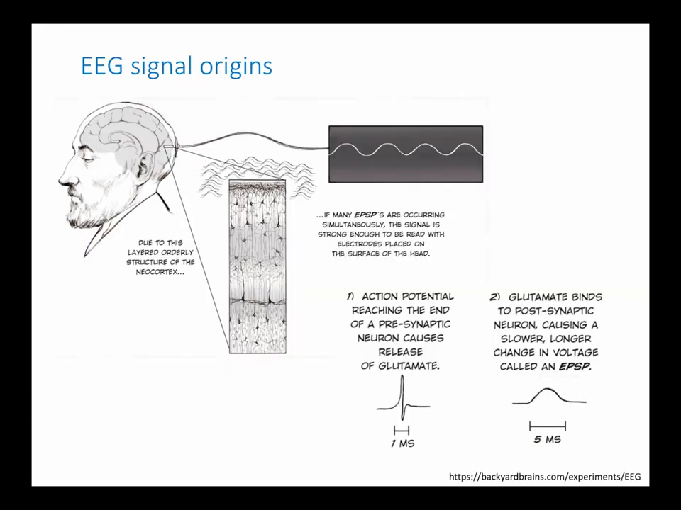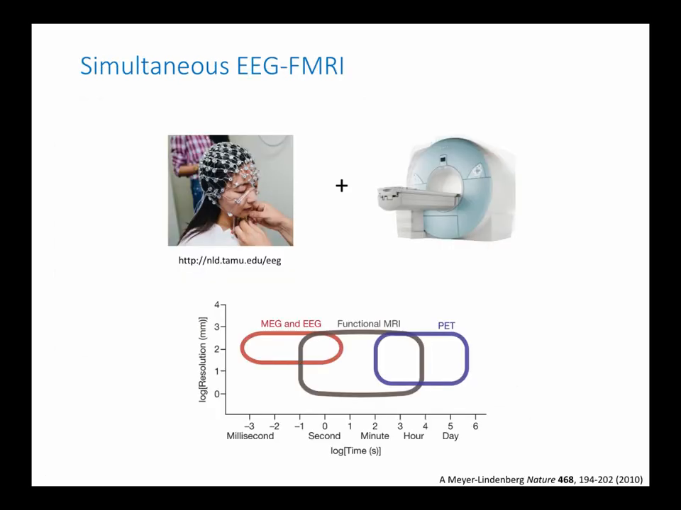So the signal origins of EEG basically come from the excitatory postsynaptic potentials. It's basically summing all of them together, and that gives you your EEG waves. And they're very short, right? So they're sort of on the order of a few milliseconds or hundreds of milliseconds, versus the BOLD response, which is a lot longer, sort of 5-6 seconds, and lasts for a while.